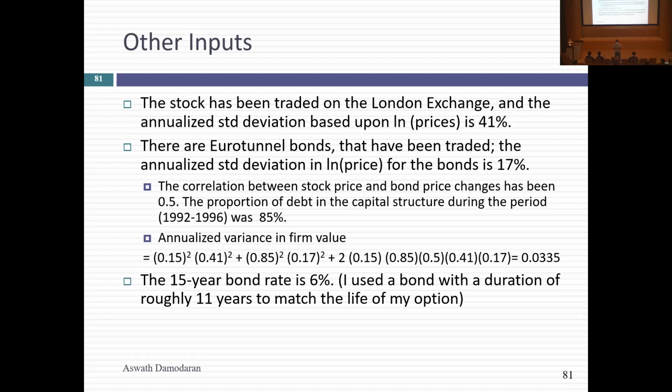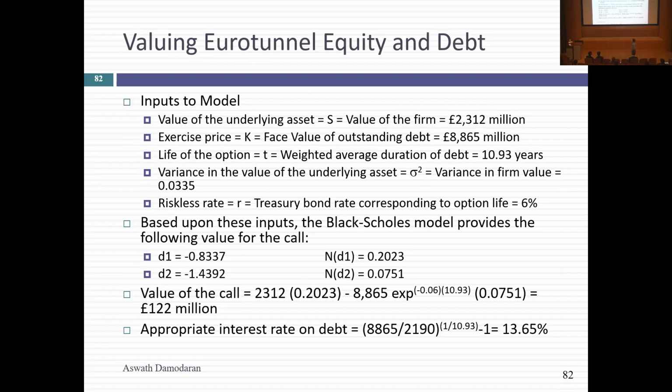So let's suppose I create a portfolio of Eurotunnel stocks and bonds because I want a variance in the firm value. The variance that I get, allowing for the fact that the two are highly correlated, is 0.0335. What does that mean? My value of 2.3 billion from my DCF could change a lot over time. I have everything I need to value this option. The S becomes the value of the firm from my discounted cash flow model. The K becomes the 8.9 billion in debt outstanding. The T becomes the weighted average duration or maturity of this debt. The sigma becomes the 0.0335 that I calculated by looking at traded stocks and bonds.